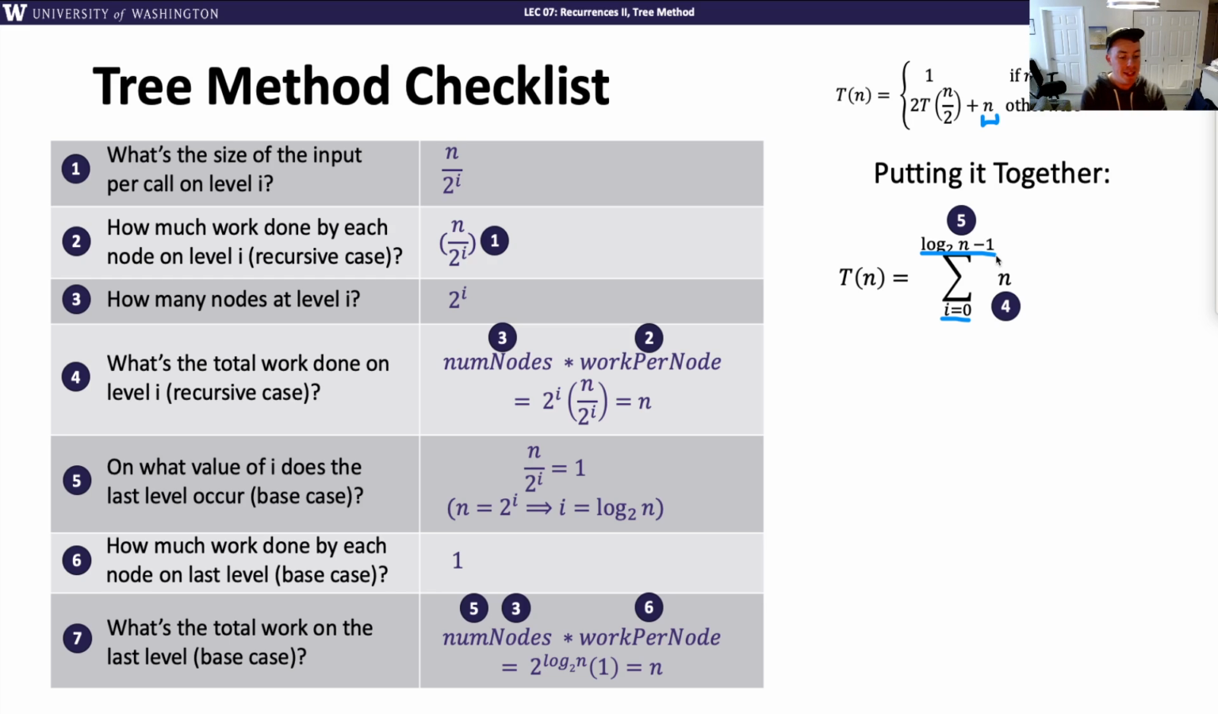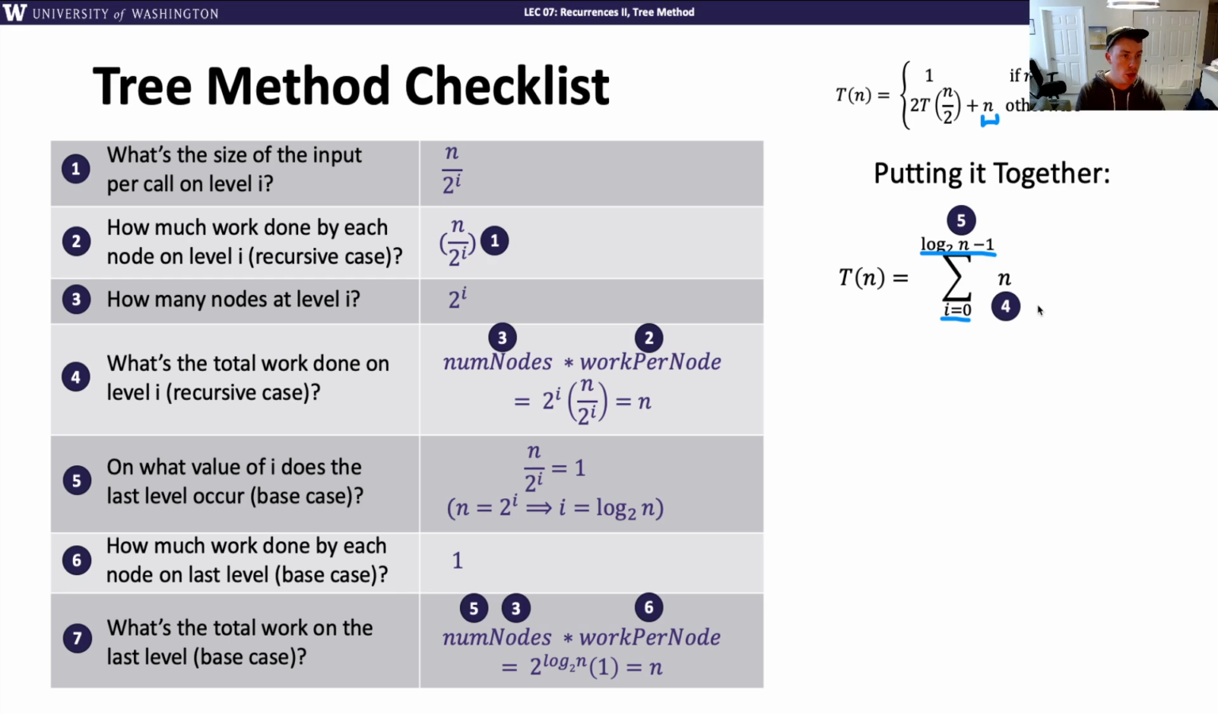Remember, the base case happens at index log base 2 of n, and we want to stop one early because that layer is the base case level. Right now I'm only considering the recursive case. So I stop one early, and how much work is being done at each level? Well, I answered that in question 4. In question 4, we said it's n each time.